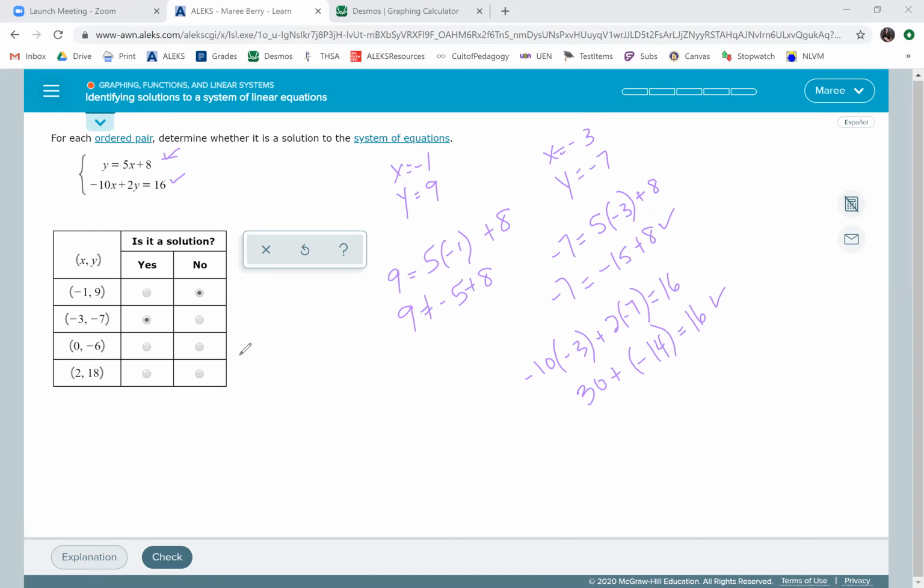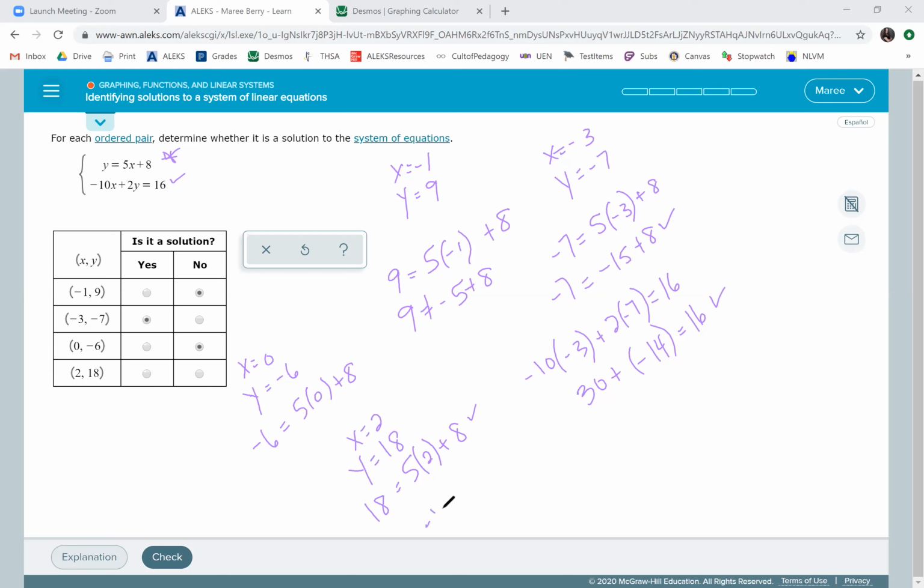Then we'll try the third point, x equals 0 and y equals -6. So we plug into the first one. We start there. We have -6 equals 5 times 0 plus 8, and that does not work. So we immediately just put a no. And then we go to the last one where x equals 2 and y equals 18. Plug into the first one. We have y equals 5 times x plus 8. So 10 plus 8 is 18, and that works.